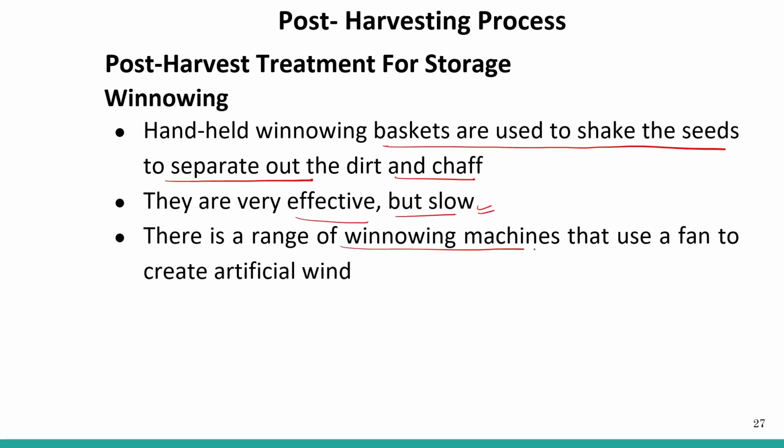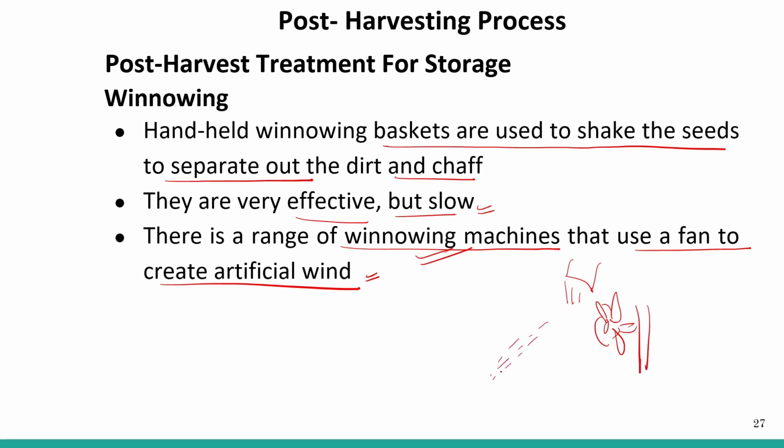There is a range of winnowing machines that use a fan to create artificial wind. So we can have a winnowing machine even. The mixture is dropped down, and here we can have a fan blowing at one end. So what will happen? The chaff and the small straw are blown away, and the heavy seeds are stored at one place, vertically downward.